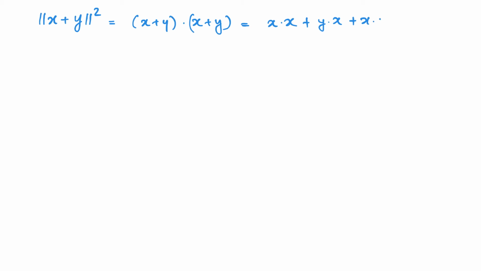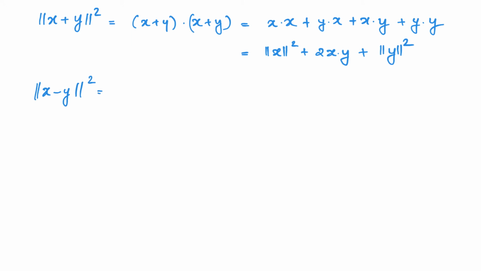Now the preparation for the proof is complete and the proof is a simple computation. First, observe that norm of x plus y whole square is equal to x plus y dot x plus y. But x plus y dot x plus y is equal to x dot x plus y dot x plus x dot y plus y dot y. Notice that x dot x is equal to norm of x square, and y dot x and x dot y are equal. Finally, y dot y is equal to norm y square. So we can rewrite norm of x plus y whole square in this fashion.